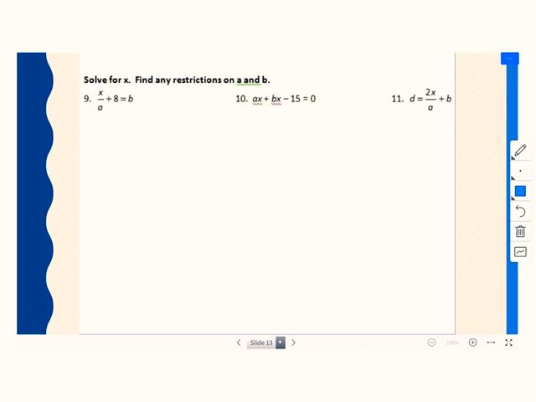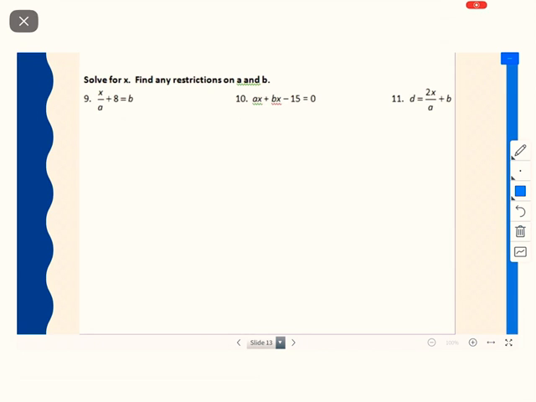So we are working on solving equations. We introduced literal equations last week on Friday. We're going to continue to look at literal equations today. So our goal in each of these problems is to solve for the variable x, and we're going to need to use a variety of different mathematical properties in order to do that each time.